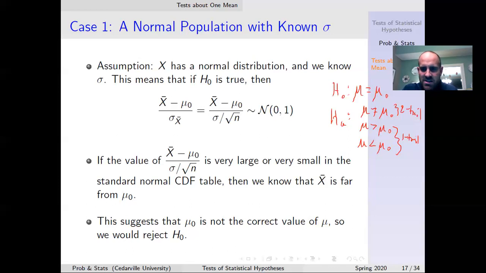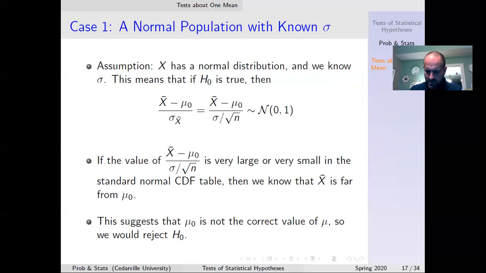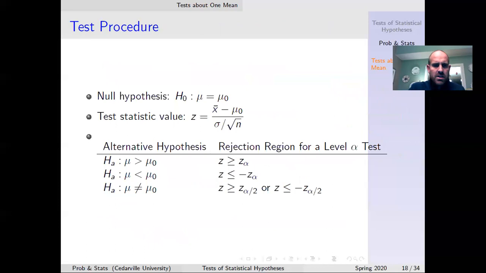Now there are some caveats here. For instance, if my alternative is that the true mean is bigger than mu0, and I ended up with a test statistic that was far below mu0, like X bar minus mu0 is hugely negative, then I'm not going to tend to reject the null in favor of that alternative hypothesis. We'll see that before long here, though. All right, so let's look at this.